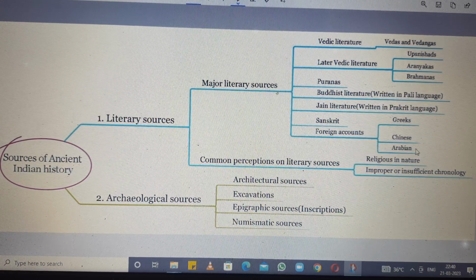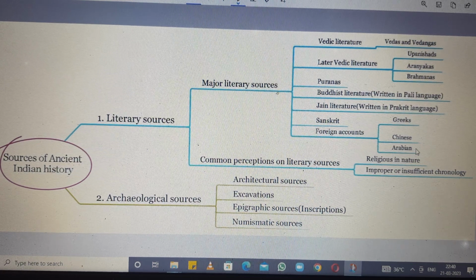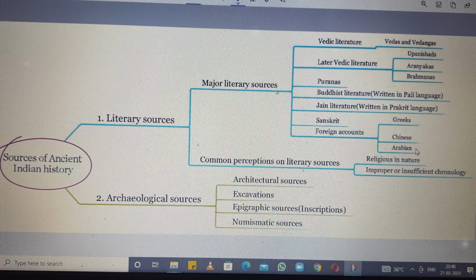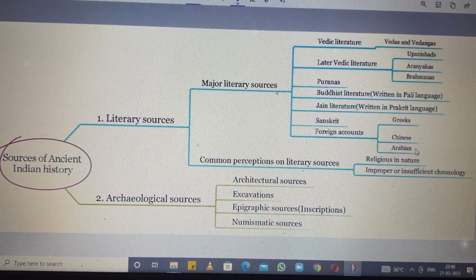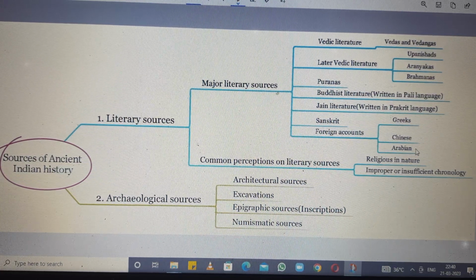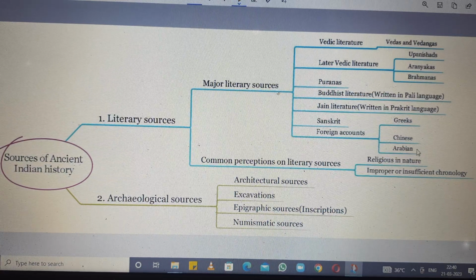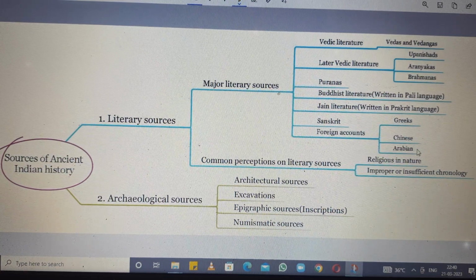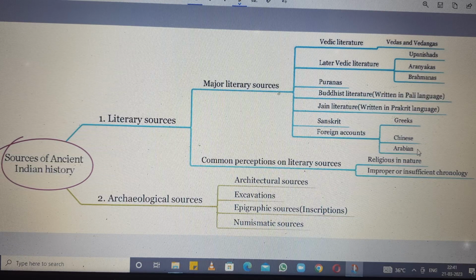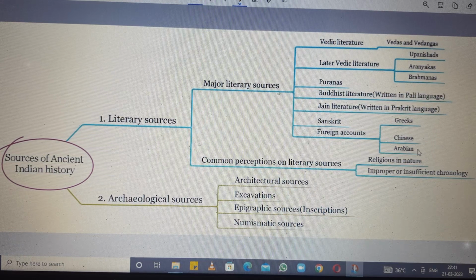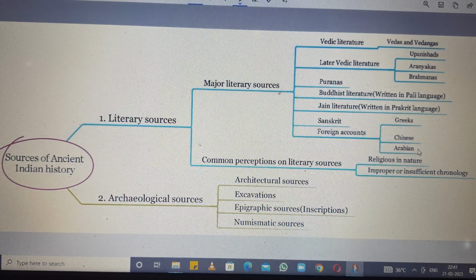Next we have the epigraphic sources. In that we have the inscriptions. Many things have been found written on rock edicts, on walls, on pillars, on coins, and on metal plates. All these things are known as your epigraphic sources or inscriptions. From these writings we come to know how much knowledge they had about letters, symbols, signs, etc.